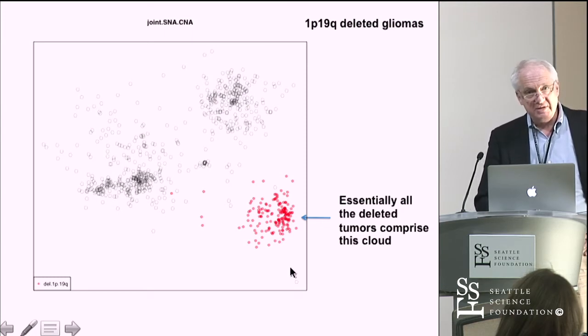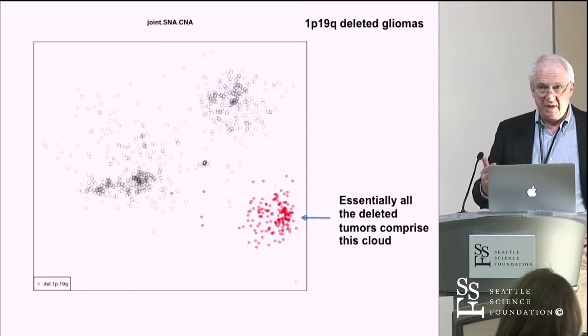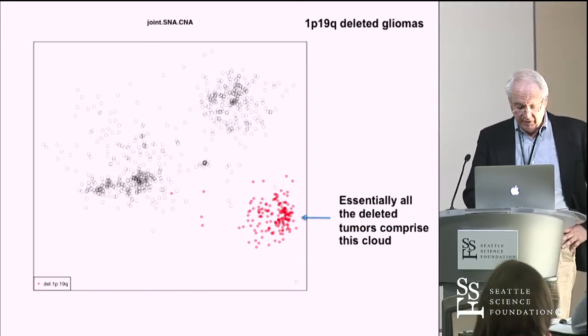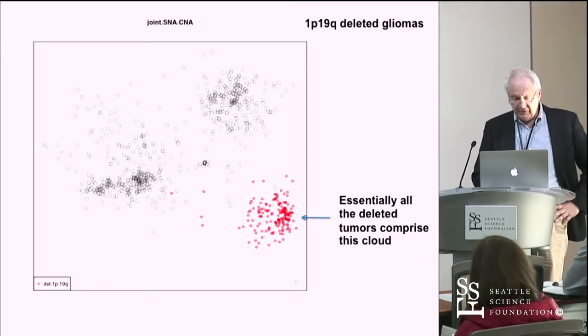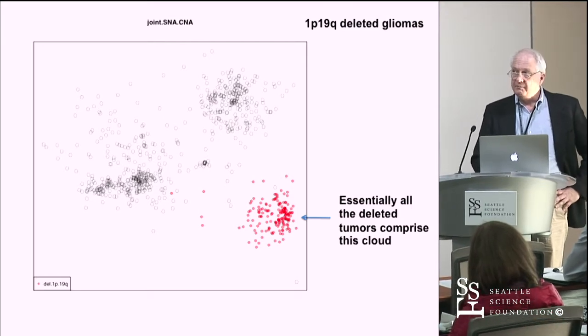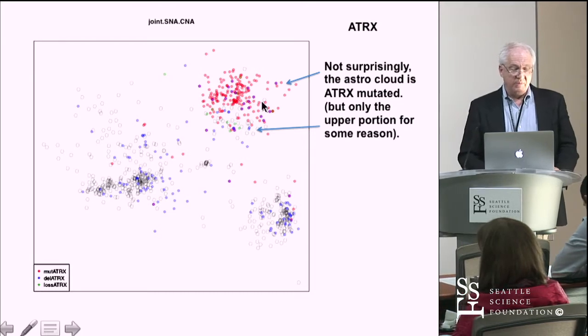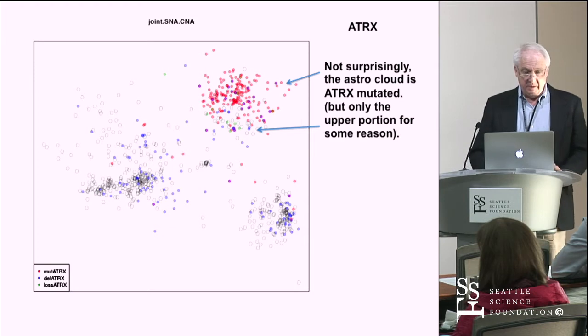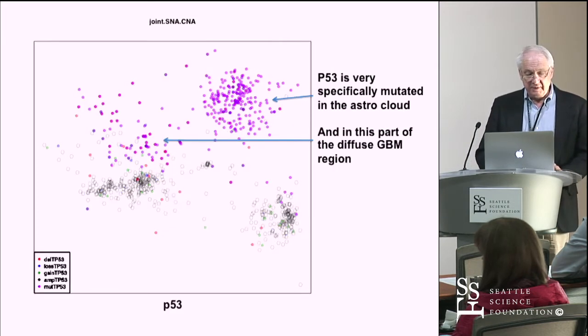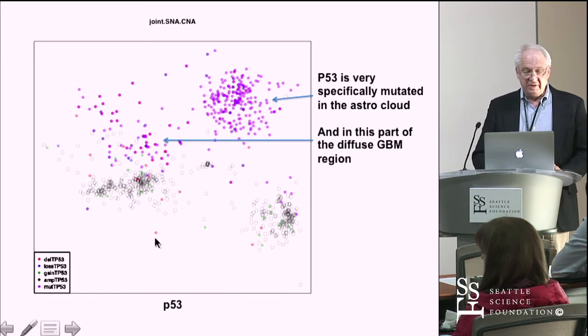What about mutations in ATRX? These are the mutations usually found in lower grade IDH mutant tumors that portend a worse outcome, right? So they are in red, essentially everything that's up here. But it's interesting, it's actually this upper part of this cloud, the lower part of the cloud has very few of these mutations. What about p53? p53 mutations are found here. Essentially everything in this cloud, almost nothing in this cloud.